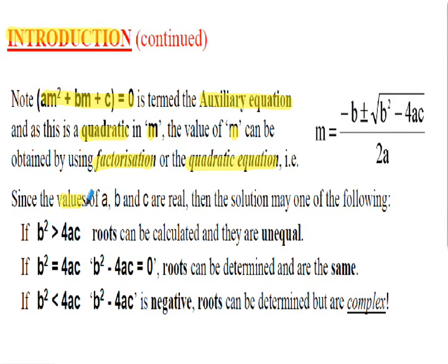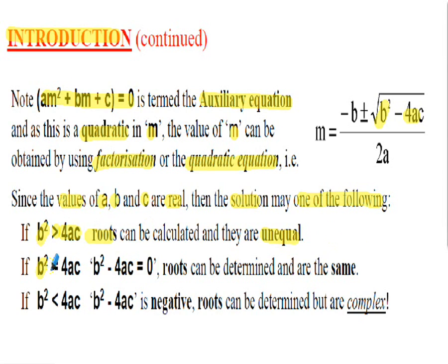Now since the values of a, b and c are real, the solution may be one of the following. If the b squared term, under the square root here, is greater than the 4ac term, shown here, then the roots calculated will be unequal. In other words, they will be different. For example, they could be 3 and 4, negative 1 plus 5, etc.